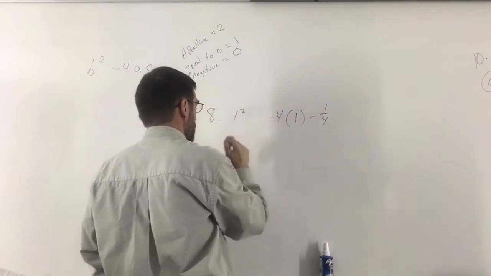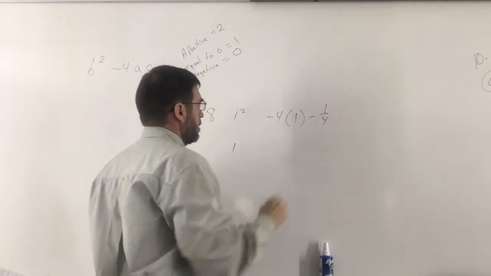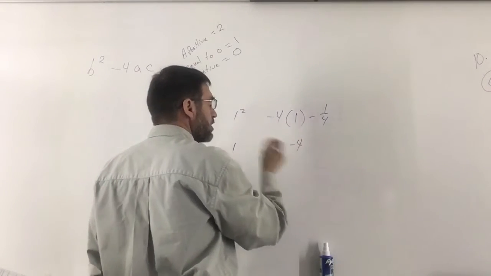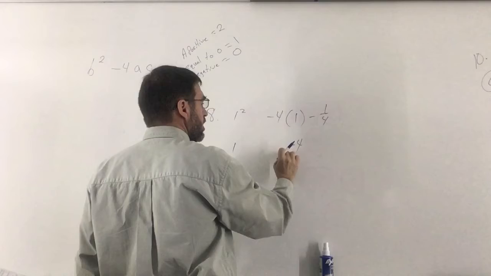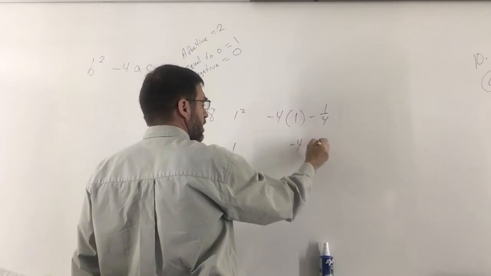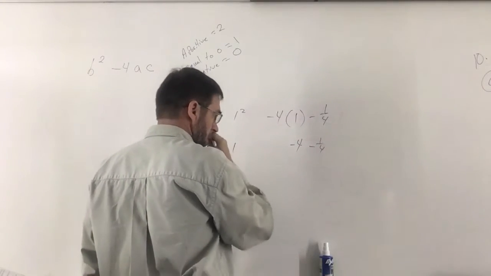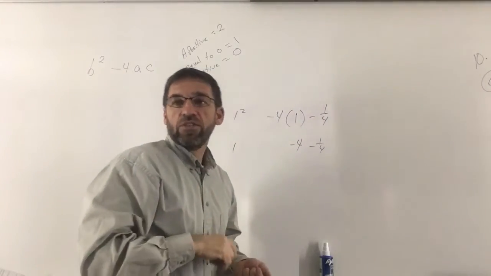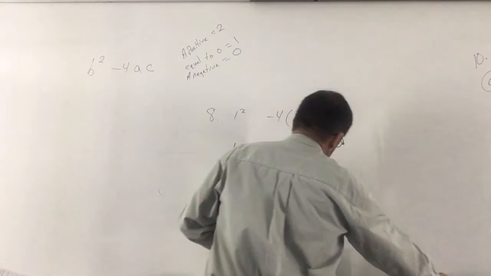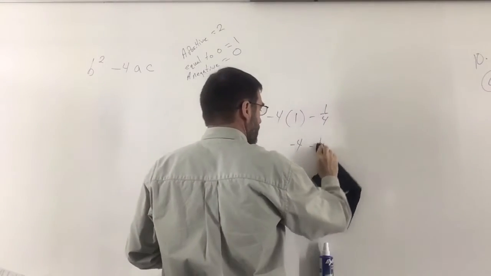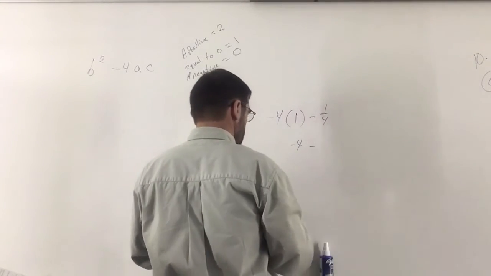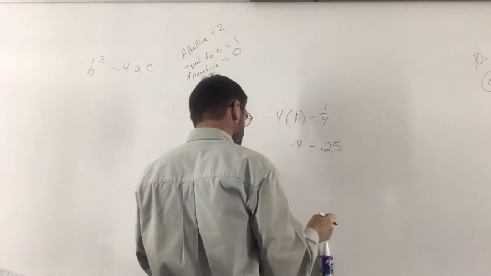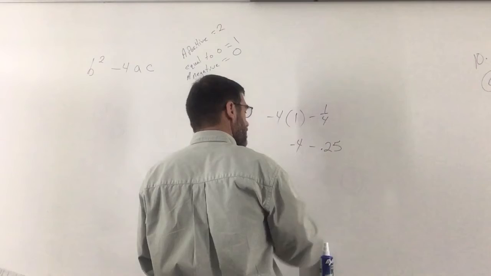Well, let's get this 1 squared. 1 times 1 is 1. 4 times 1 is negative 4, is that right? 4 ones are negative 4, and now I've got negative 1/4. Whoa. Well, I don't know if you're allowed to do this or not, but it looks to me like the easiest way is make that 0.25.